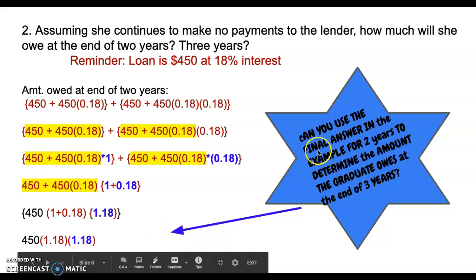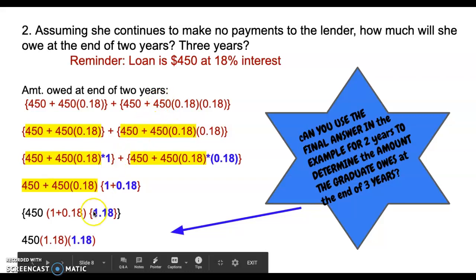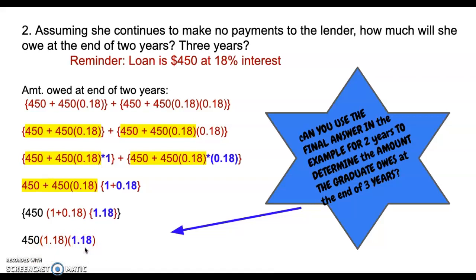So let's see if you can use this final answer, as an example for the 2 years, to determine the amount the graduate owes at the end of 3 years. This was all the work as to how we got here. But just think, if this is what we did at the end of 2 years, what will we do to get the amount she owed at the end of 3 years?